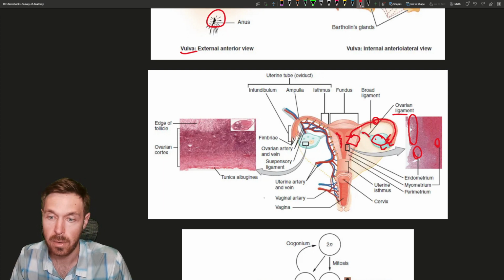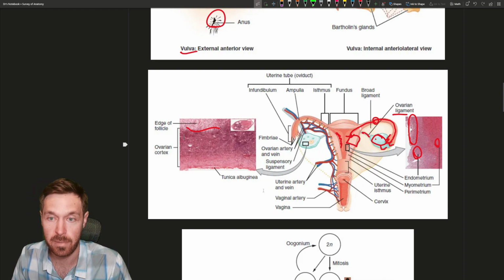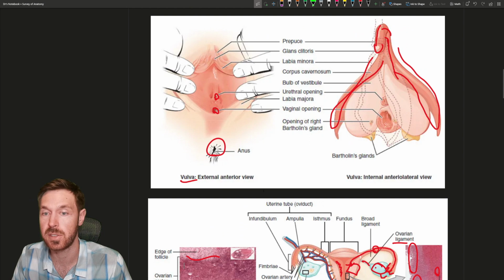Now, there are other parts here. We're not going to go into everything, but this is just showing the overall structure. So here's the wall of the ovary. So here's the edge of a follicle. A follicle is a developing egg. So when we talk about follicular development, that is what we are referring to. But overall, that's just the general features.